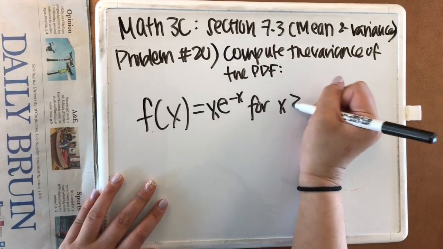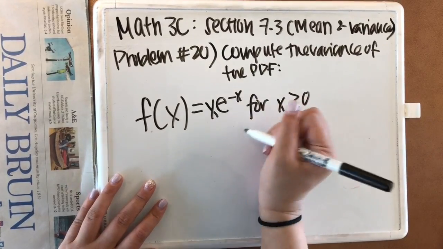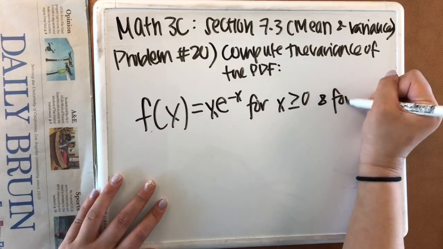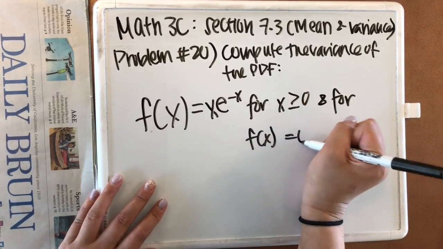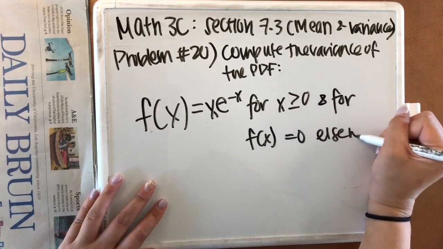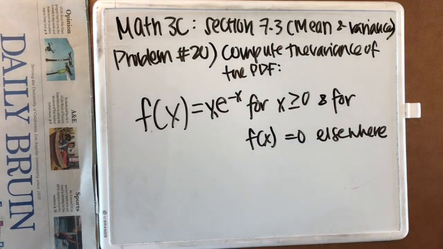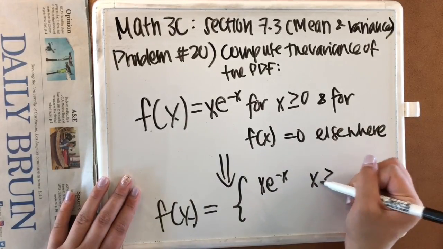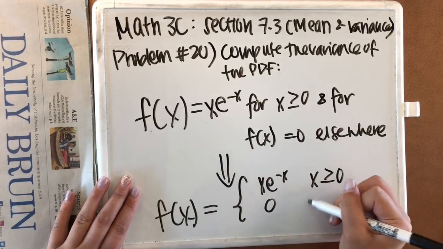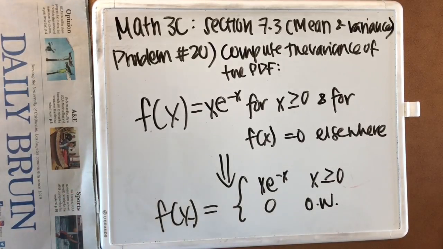And the PDF given to us is the function f of x is equal to x times e to the negative x power for all x greater than or equal to 0, and f of x is equal to 0 elsewhere. So another way to write this function would be to write it as a piecewise function that looks like this. Here, OW stands for otherwise or elsewhere.